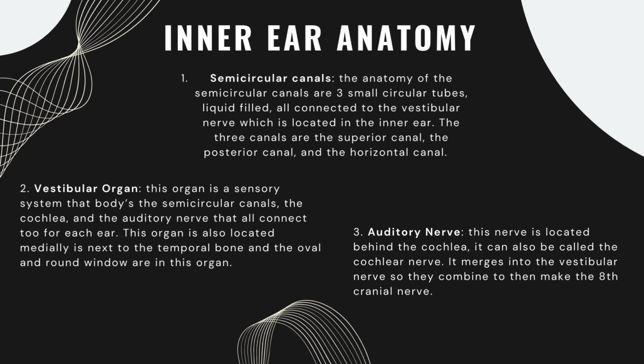Number 3, the auditory nerve. This nerve is located behind the cochlea. It can also be called the cochlear nerve. It merges into the vestibular nerve so they combine to make the 8th cranial nerve.